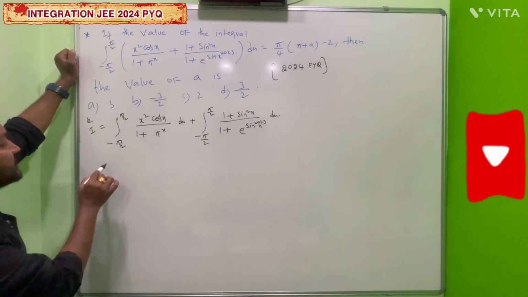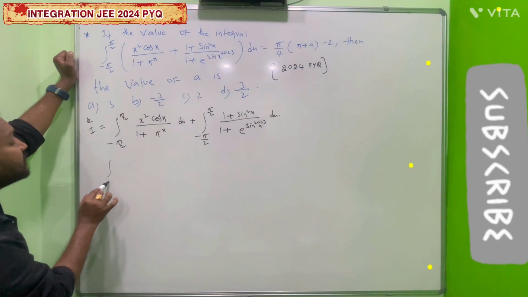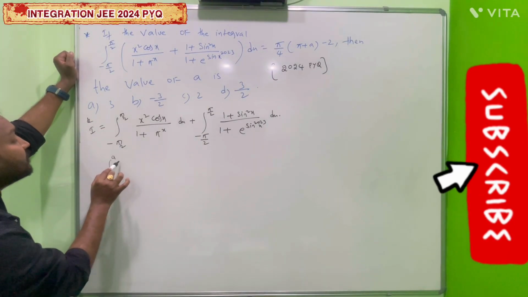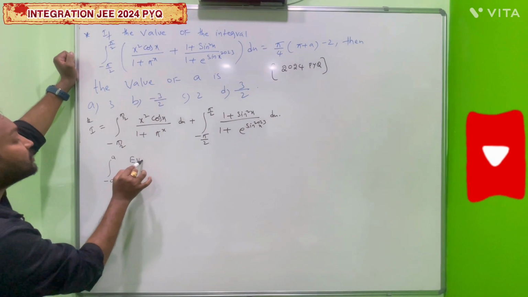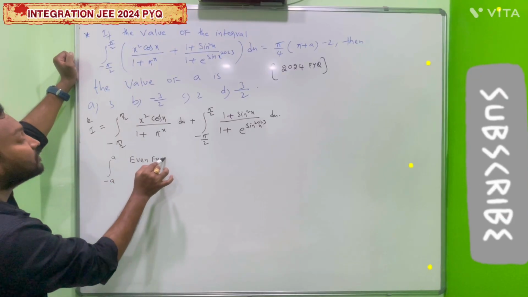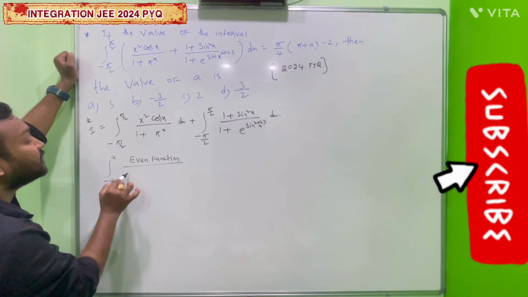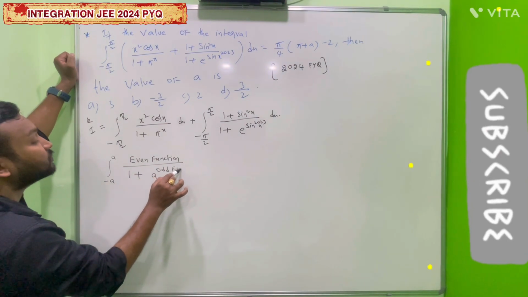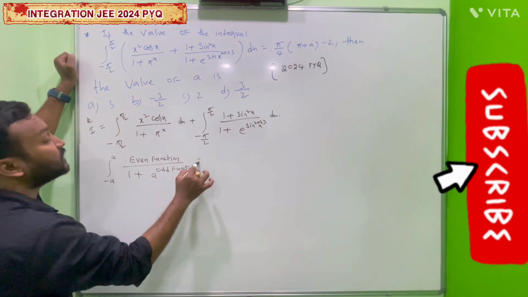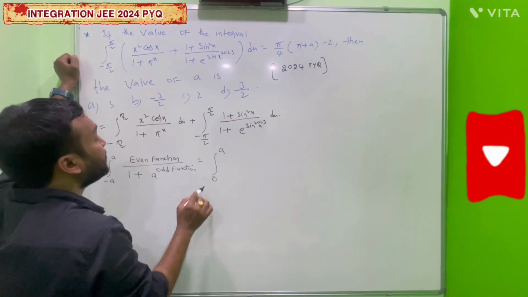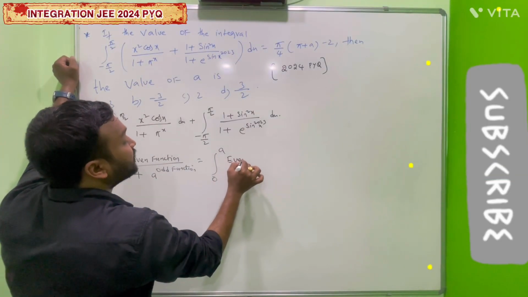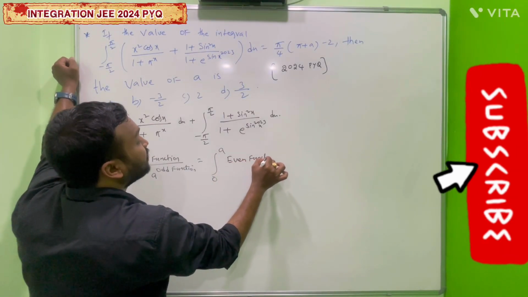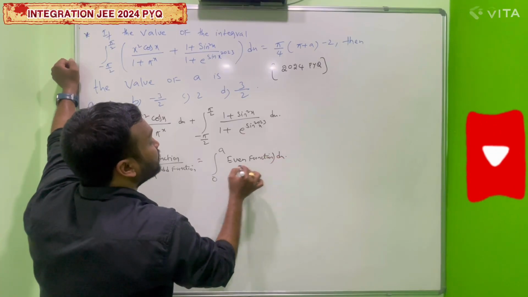Now see here, one formula is there. What is the formula? Integration of minus a to a, even function by 1 plus a power odd function, is equal to integration 0 to a even function with respect to dx.